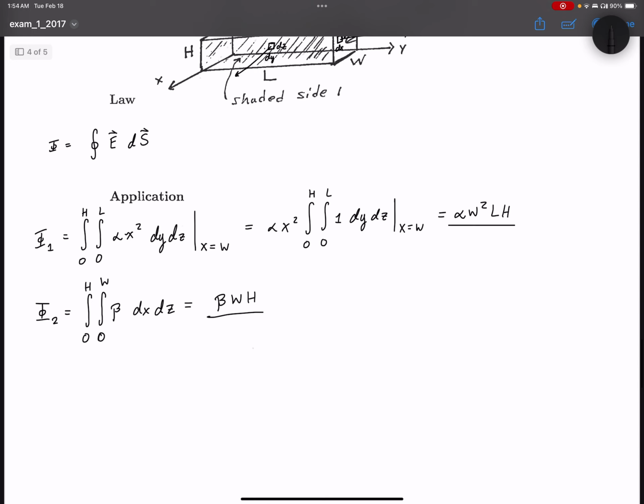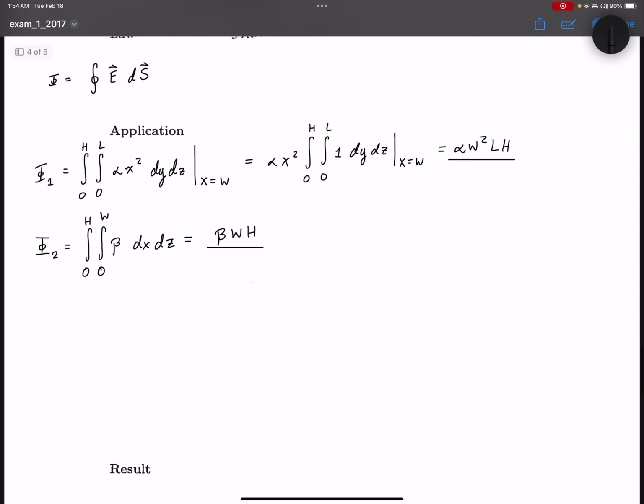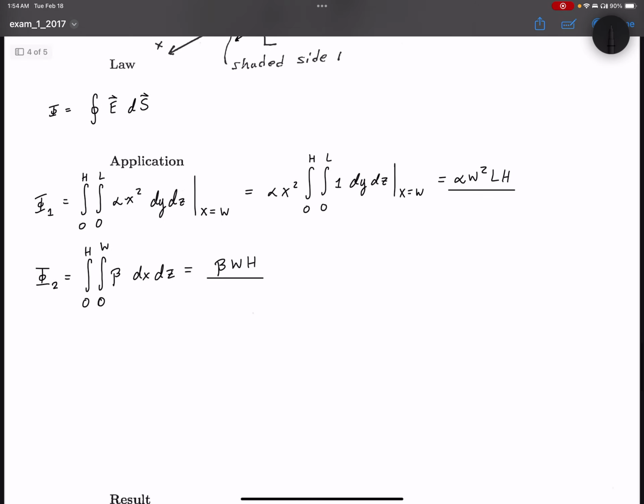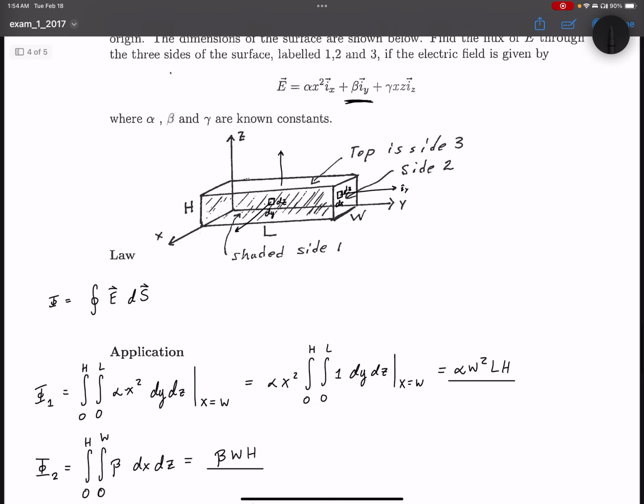All right, so cool. Side three is really the same thing. It's going in the z direction, and it's made up of dy dx, so set up the integral the same way, and then just integrate it the same way you would. For this one, you would have to set x equal to w, again, for the top side.